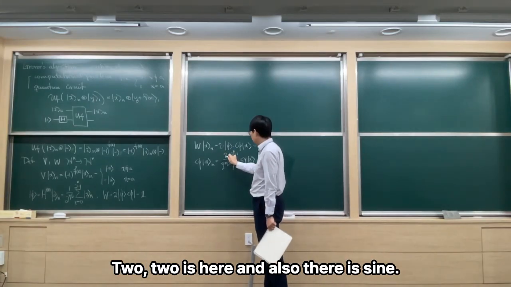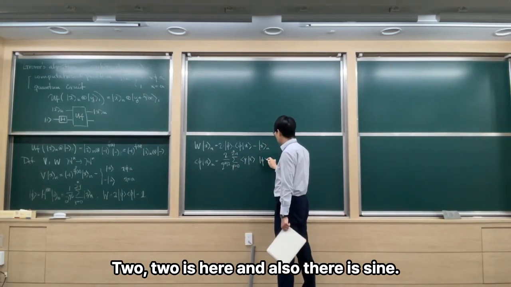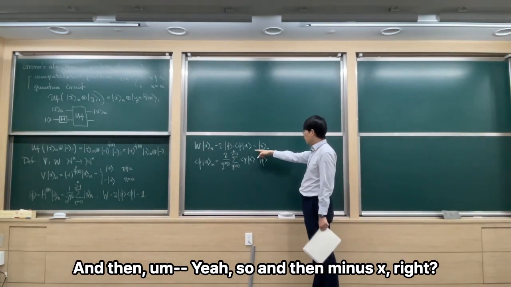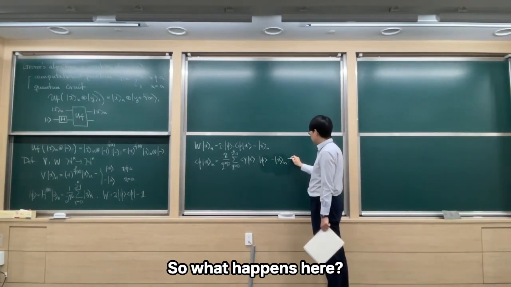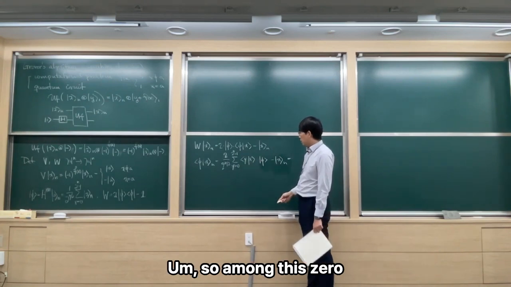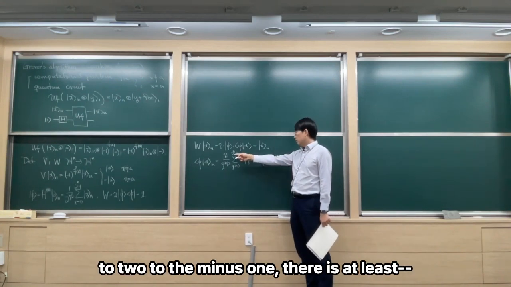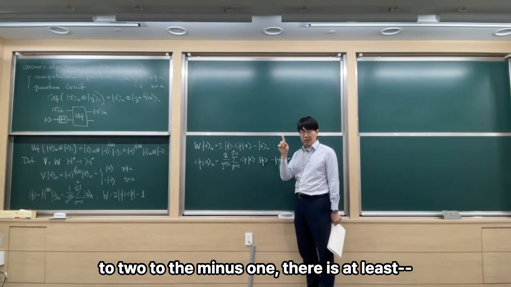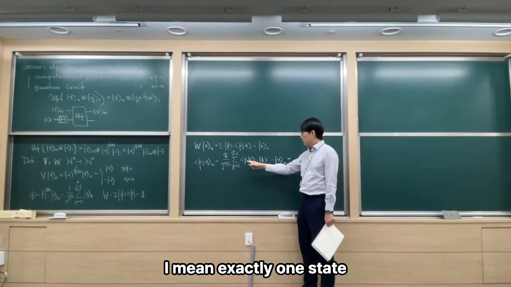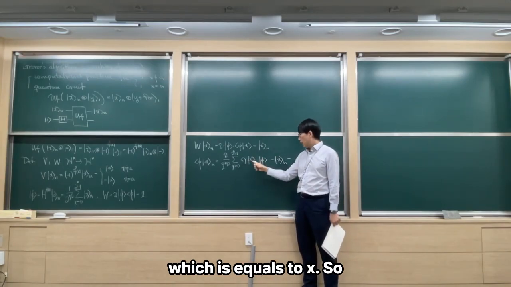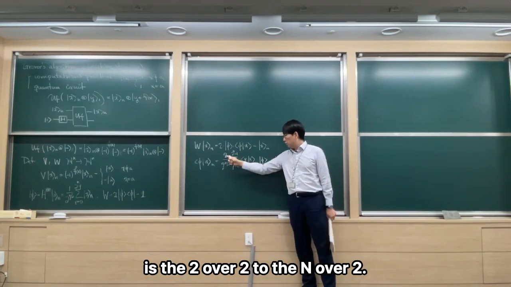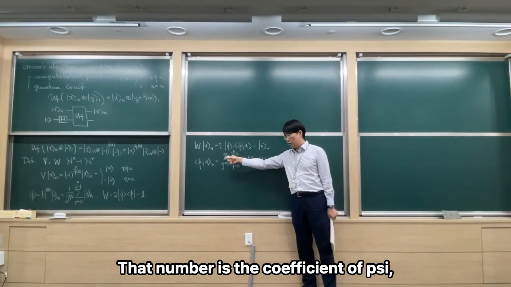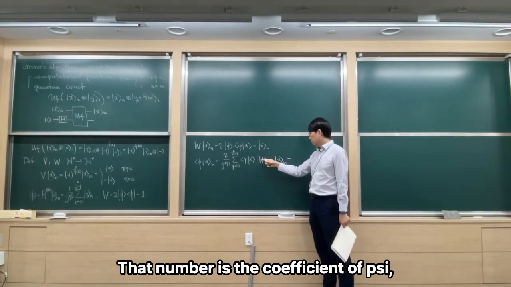2 is here, and also there is psi. And then minus x, right? So what happens here? Among this 0 to 2 to the n minus 1, there is exactly 1 state which is equal to x. So in that case, you get 1. So the only thing that remains is the 2 over 2 to the n over 2. That number is the coefficient of psi.